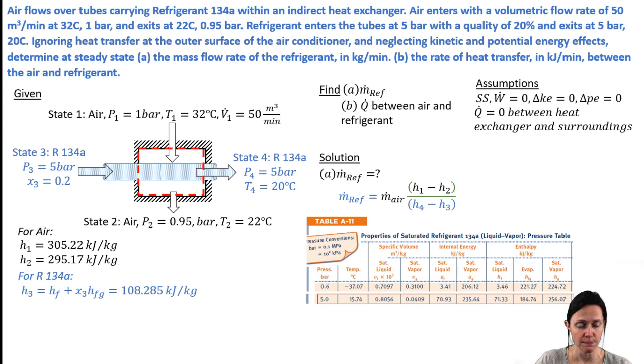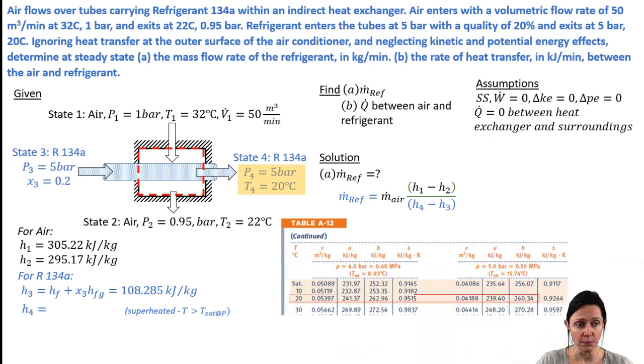calculate what h3 is. For h4, I know that my pressure is 5 bar and my temperature is 20 degrees Celsius. So if I look at my saturated tables at 5 bar, my saturation temperature is 15.74 degrees Celsius, which means that since my temperature, 20 degrees Celsius, is higher than the saturation temperature at 5 bar, then I have to be superheated. So I go to my superheated tables at 5 bar and 20 degrees Celsius, and I just pull off the corresponding h value for that. So I've done that.